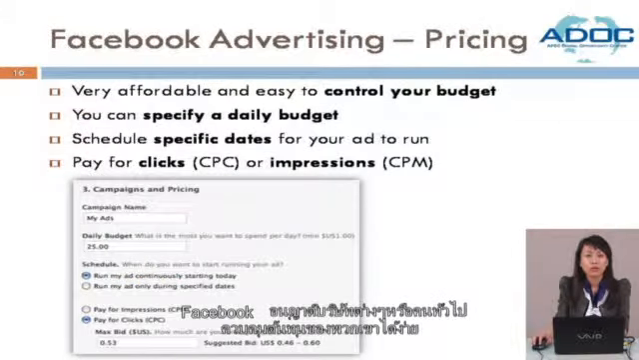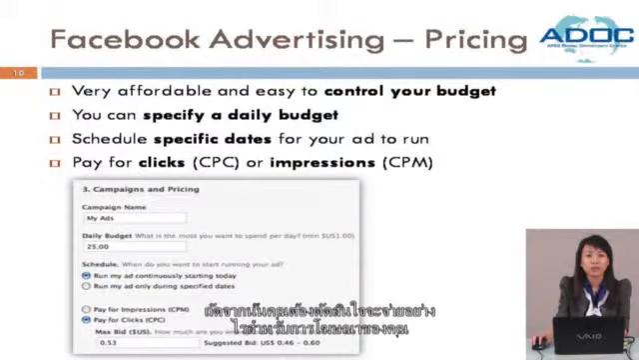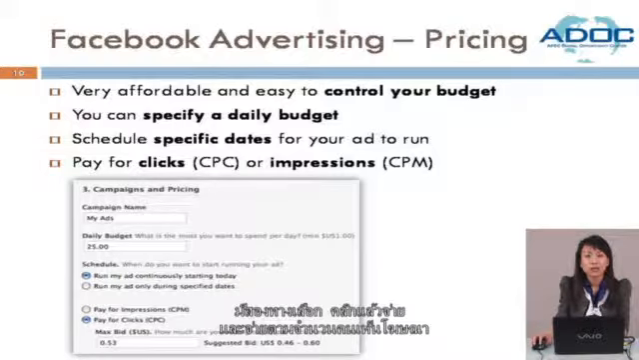Facebook allows companies or people to control their budget easily. You can specify a daily budget and then schedule specific dates for your ad to run. Then you have to decide how to pay for your ad. There are two options: pay per click, CPC, or pay per impression, CPM.